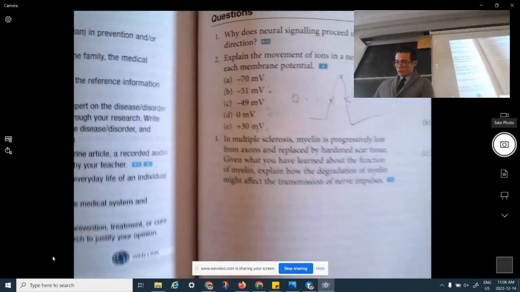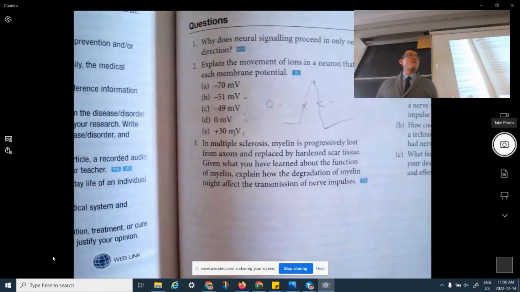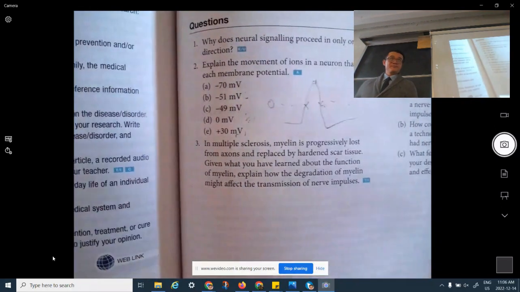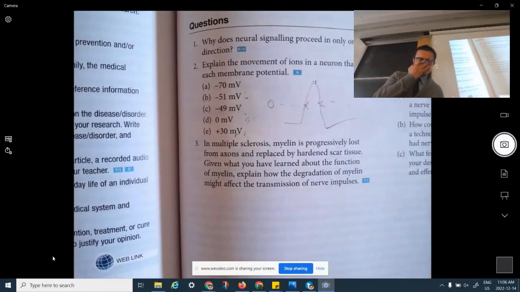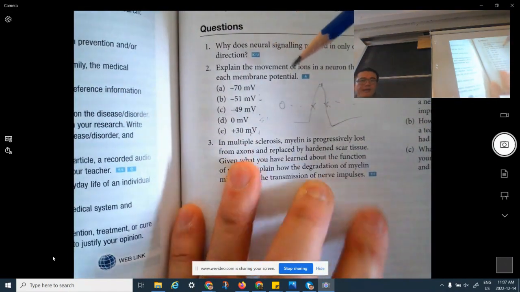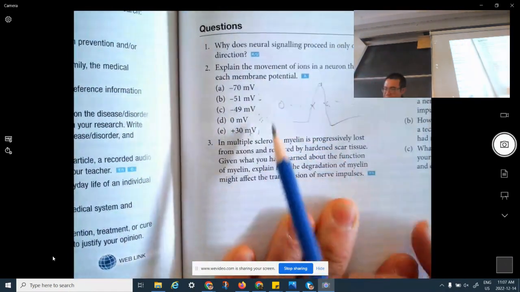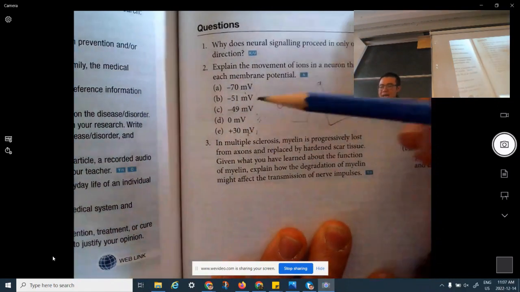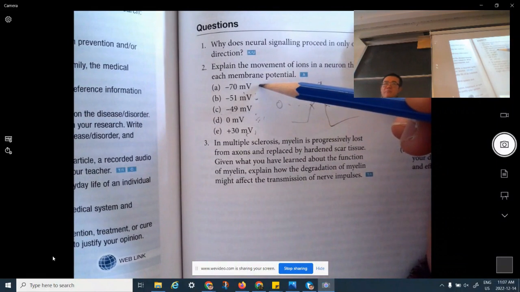Yesterday I asked you to do this question along with watching some videos, so let's go over them. Let's go over this section right now. Explain the movement of ions in the neuron at each membrane potential. For A, minus 70 millivolts, that is your resting potential. So what's happening during resting potential?